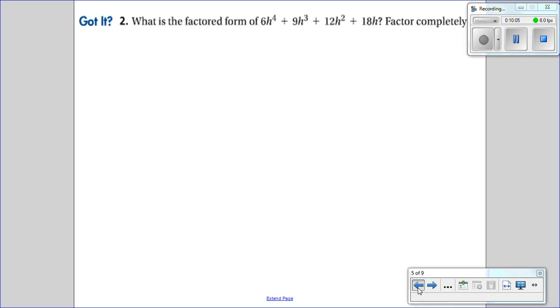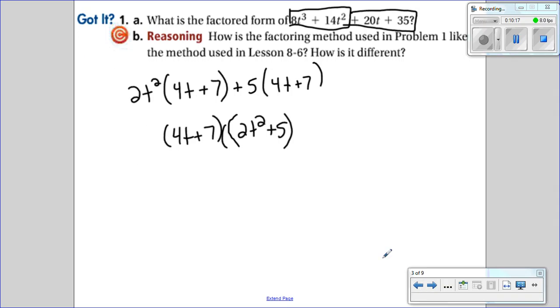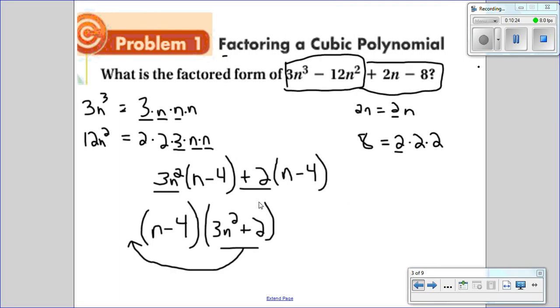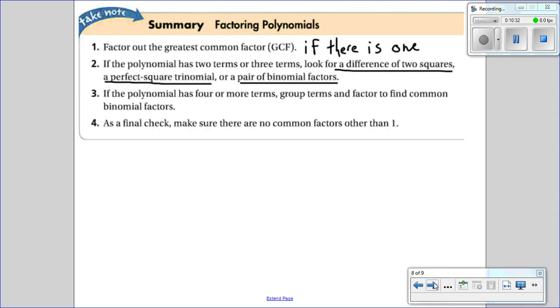So here's what we're talking about. Do these have anything in common other than 1? And the answer is no. Is there anything that 4t and 7 have in common, or 2t squared and 5 have in common? That's not the case. Same here, same there. So again, the whole grouping thing is like an extension of things that we've done before. We just have polynomials that have 4 or more terms now.